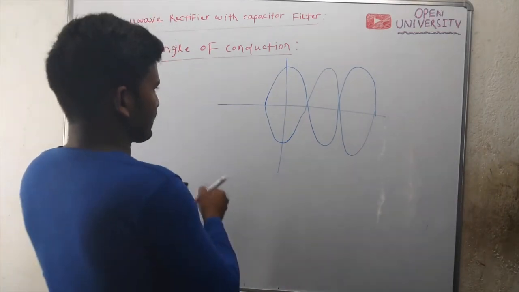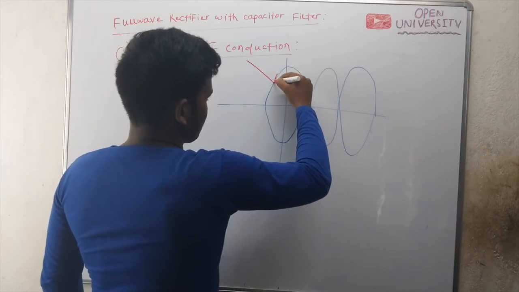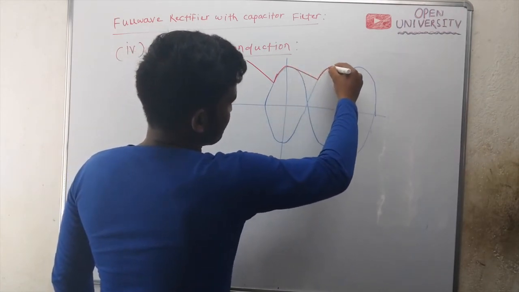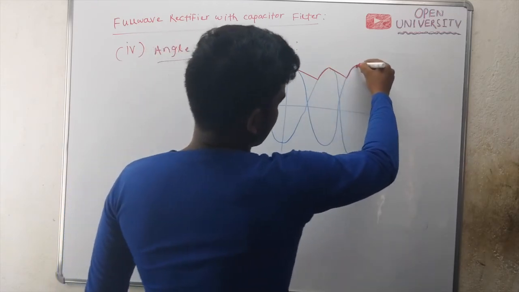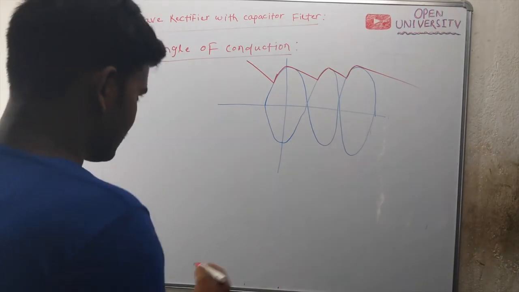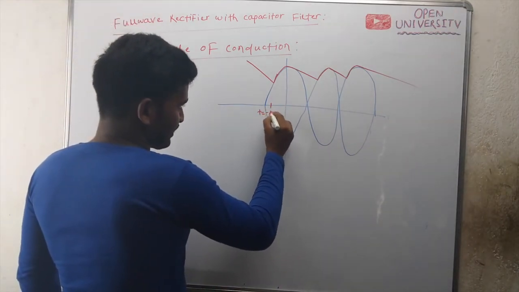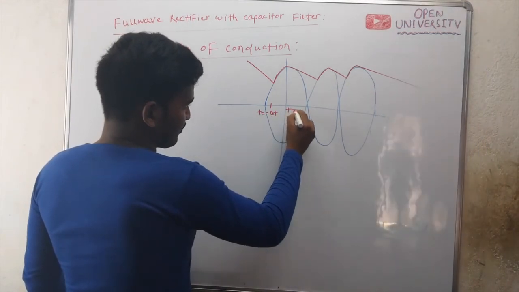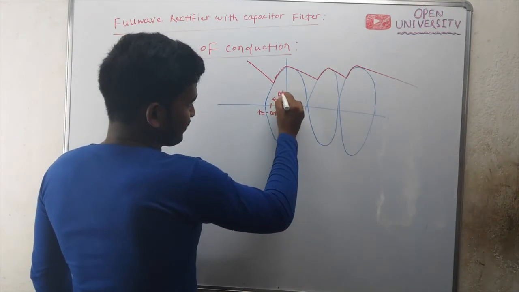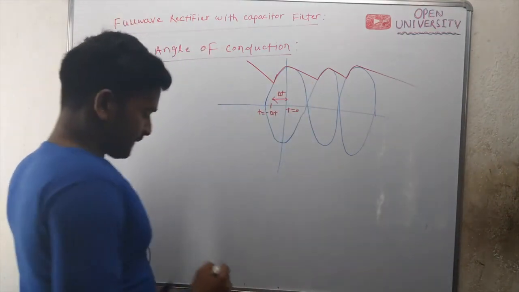Now your capacitor output voltage will be something like this. It will charge up to this, then discharge, then charge, then discharge, then charge, then discharge. It will be something like this, the output waveform. At this point time is t equal to minus delta t, and at this point t equal to 0, and this is your delta t conduction interval. In this interval your capacitor will charge.